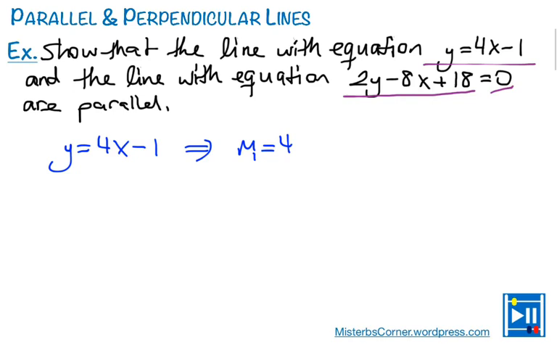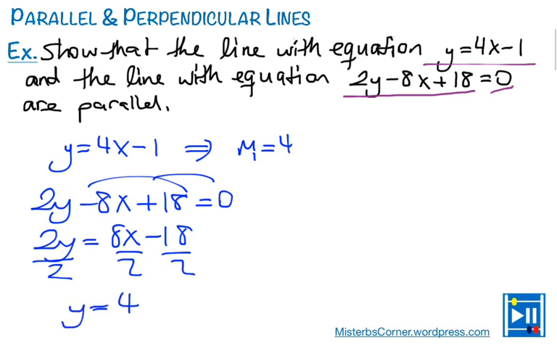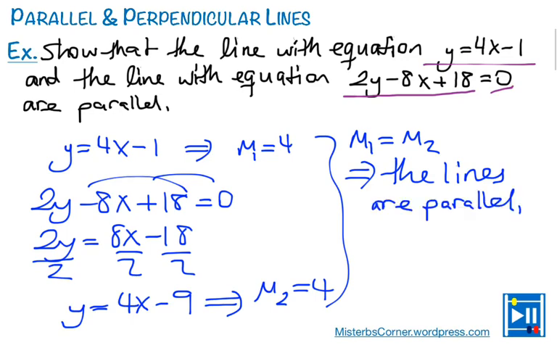And then the second equation, 2y minus 8x plus 18 equals 0. This means 2y equals 8x minus 18 if I take these to the other side. And if I divide both sides by 2, I'll have y equals 4x minus 9, which implies the gradient of this equation is also 4. So just because the gradients are equal, the lines are parallel. That's how we use this rule.